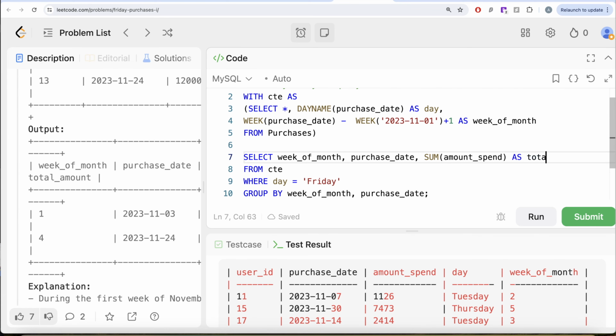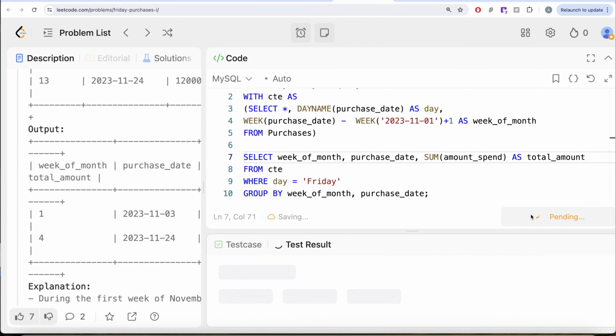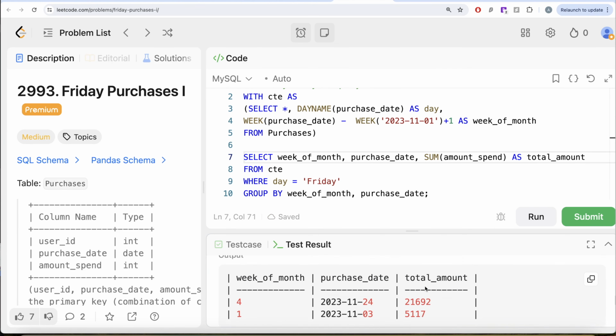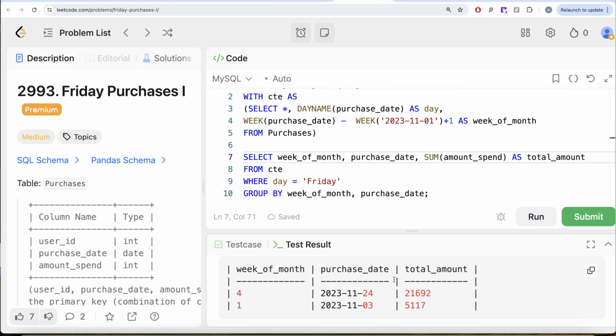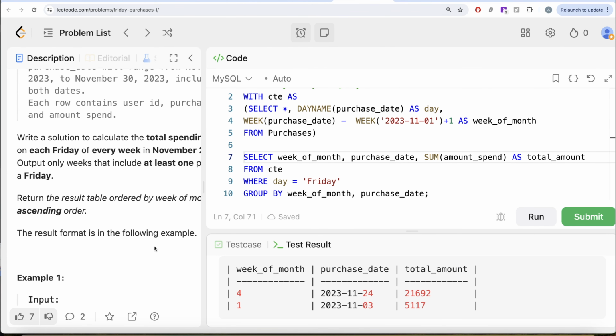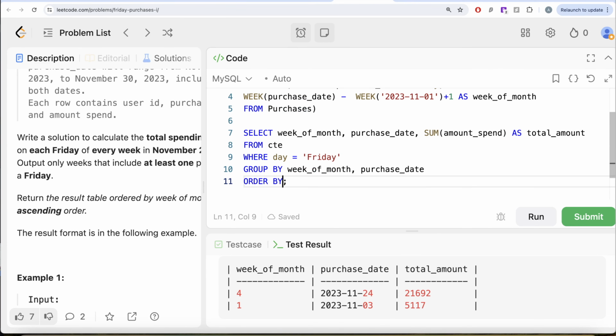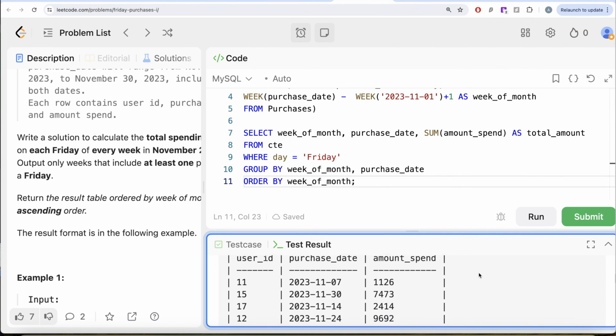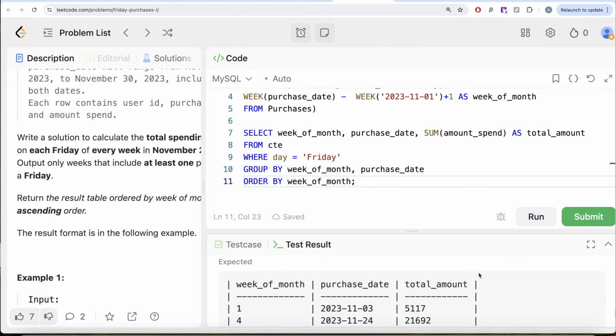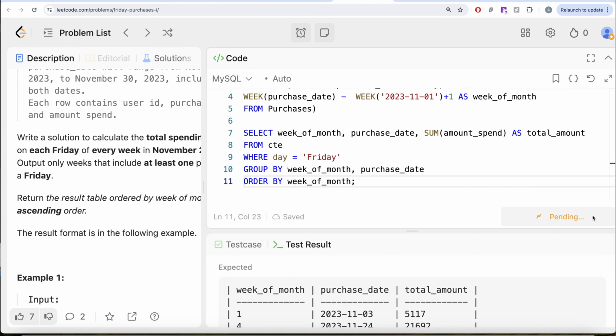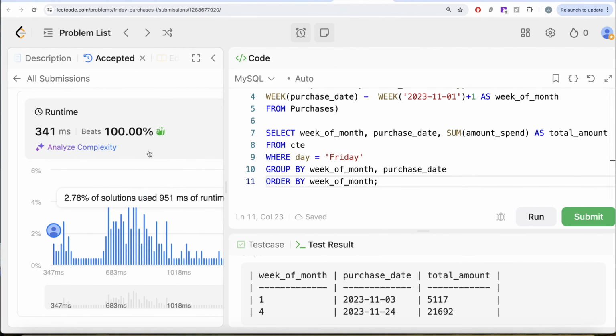So as total amount, let me go ahead and run this. Let's see what we get in our output. So if we look at it, we have week of the month, purchase date, and the total amount, and this should be ordered by week of the month in ascending order. So we write order by week of the month. Let me go ahead and run this. Let's see what we get now. So yeah, this is accepted. Our output is same as expected output. Let me go ahead and submit to pass all the tests. So yeah, this is accepted and this is the output.